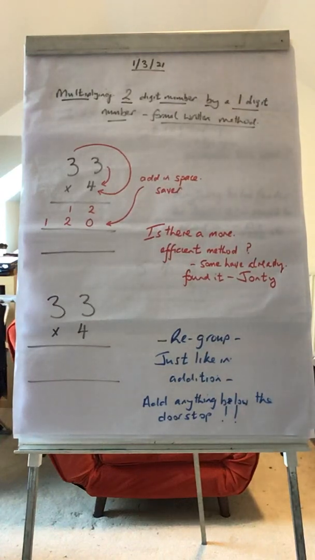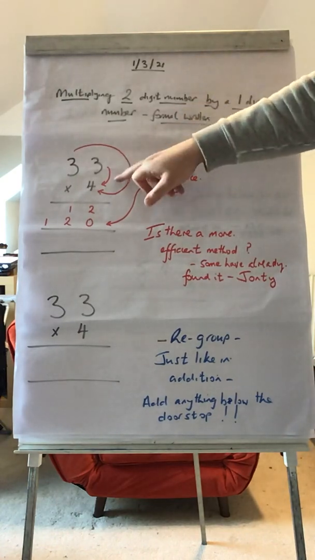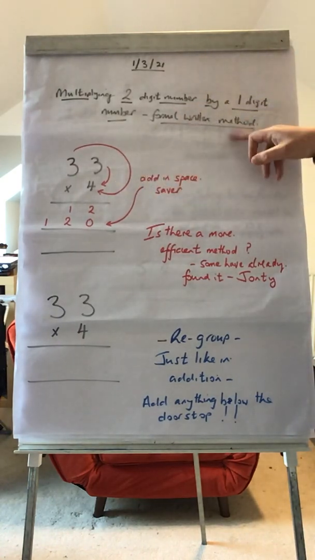So good morning class, we're into week 2, one more final week and then we get back to school on the 8th. Just to recap, we are again looking at formal written method: a 2-digit number multiplied by a 1-digit number, using our formal written method.